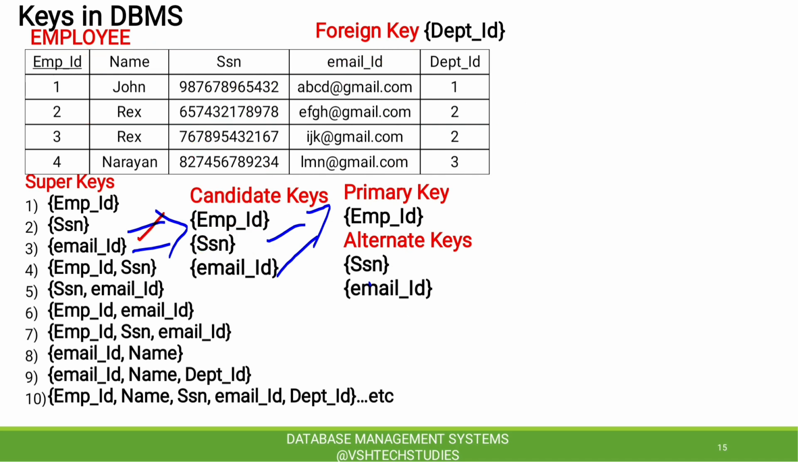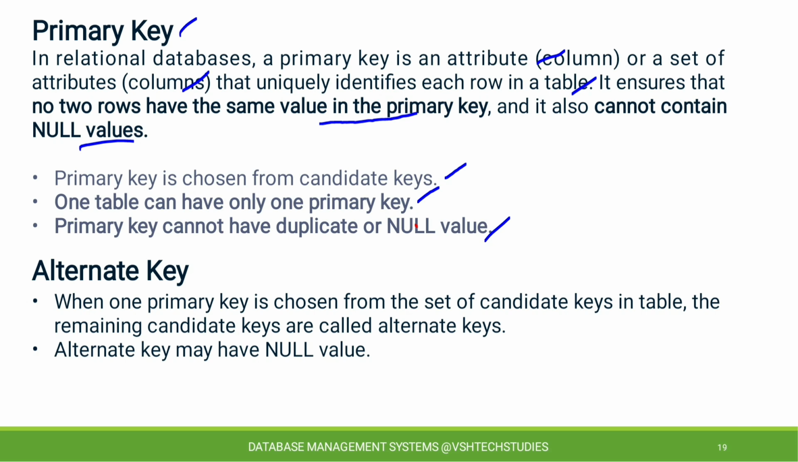From super keys, candidate keys are derived. From candidate keys, primary key is chosen, and once the primary key is chosen, the remaining keys in the set of candidate keys become alternate keys. Hence we can call super key the superset of all the keys here, that is candidate keys, primary keys and alternate keys. So if you look at the points regarding alternate key, when one primary key is chosen from the set of candidate keys in a table, the remaining candidate keys are called alternate keys.